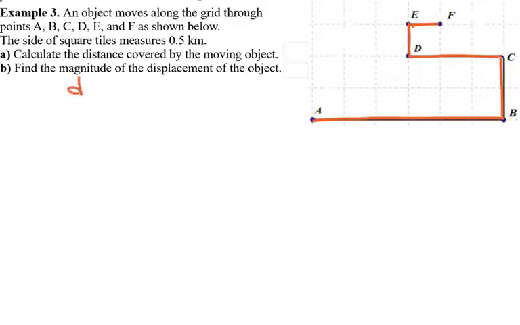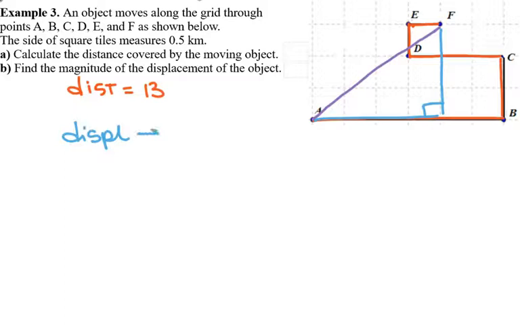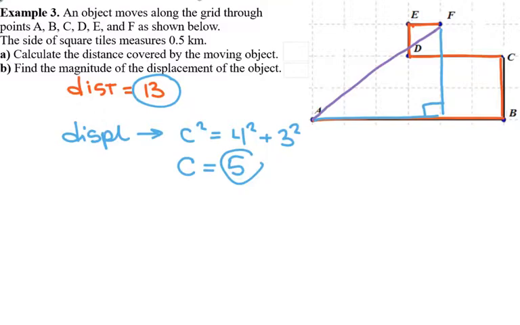So the distance traveled here is 13 units, but the displacement is this part. If I want to find out how far the displacement is, I need to calculate the hypotenuse of this triangle. So for the displacement, I will have to do c squared is equal to a squared, which is 4, plus b squared, which is 3. And my displacement is going to be 5 units.